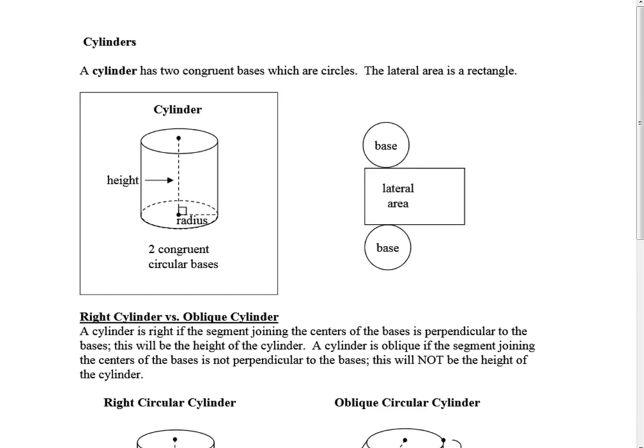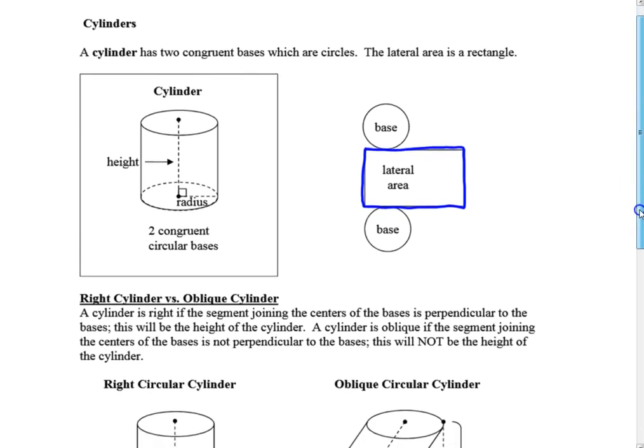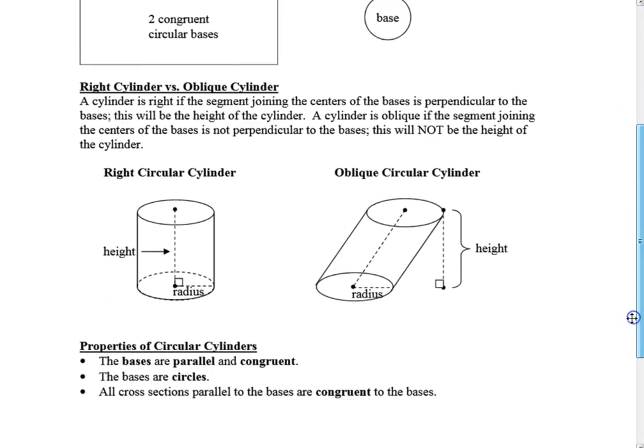Now a cylinder is similar, except the difference in a cylinder is that the bases are circles, and the lateral area is a rectangle. If you take a soda can, the side of this is actually a rectangle. And in the same way as with prisms, we have right and oblique cylinders. You can look at those pictures and see the difference. Again, the oblique is one where it's tilted out to the side.